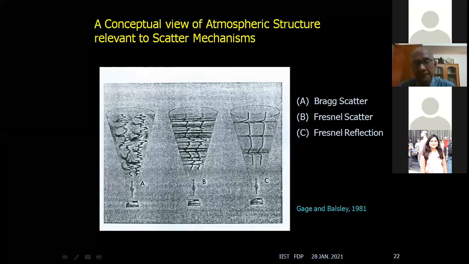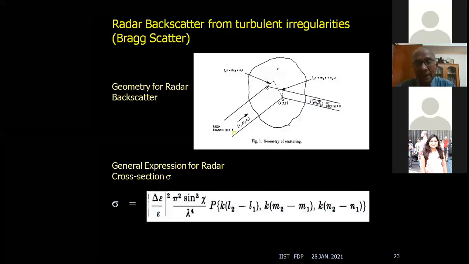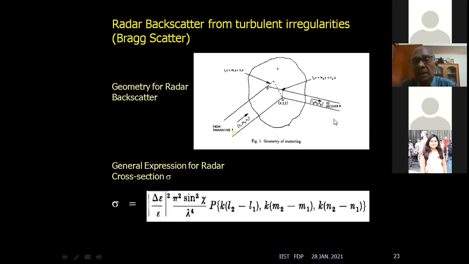So this is actually the mathematical part of what I was talking about, the vertical wave number spectrum. This is the power spectrum of the turbulent fluctuations in the direction. L1, M1 and N1 is the wave vector in the incident direction, and the other is the scatter direction. And this represents a vector perpendicular to that.